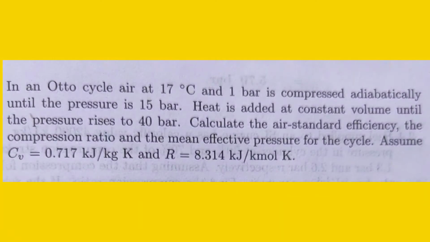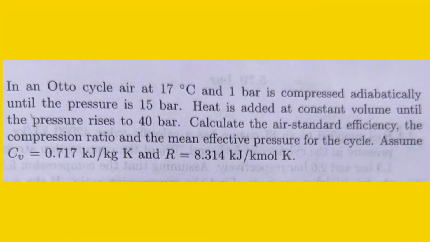In this video, I will solve the following question. In an Otto cycle, air at 17 degrees centigrade and 1 bar is compressed adiabatically until the pressure is 15 bar. Heat is added at constant volume until the pressure rises to 40 bar. Calculate the air standard efficiency, the compression ratio and the mean effective pressure for the cycle.